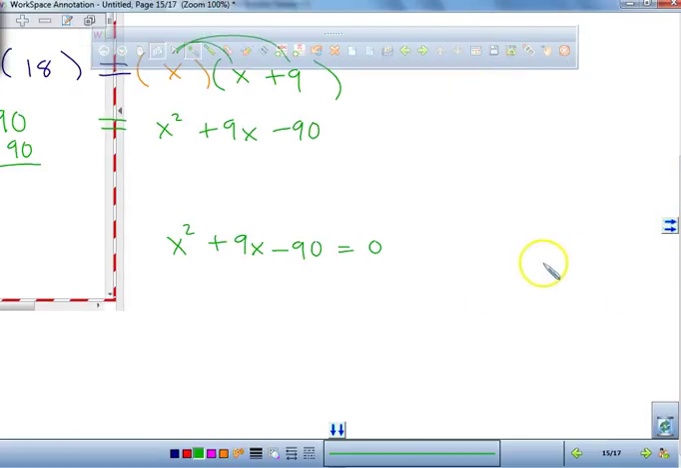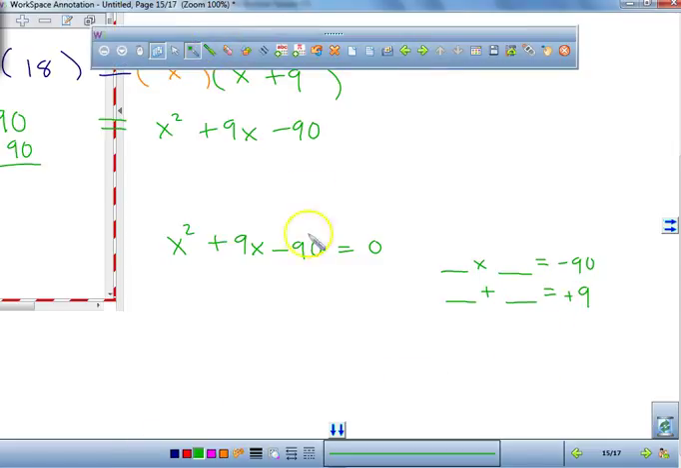Now, there's many ways to solve a quadratic equation. The first thing I always do is ask myself, can I factor this? Can I factor it? How do you mean factor it? I haven't factored it in a while. Well, you're looking for two numbers that multiply together that equal -90. But those same two numbers, when added together, equal a positive 9.